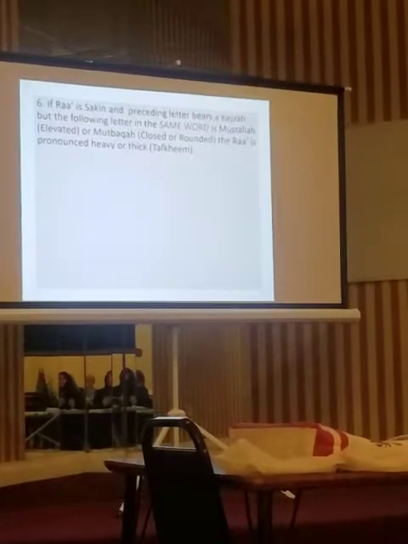Last week's exception was the hamzatul wasl, the kasratul arida. This week, the exception to the rule is that if in the same word comes a musta'aliya letter, an elevated sound letter, as musta'aliya is elevated or mutbaqa is closed or rounded, the ra is pronounced heavy or thick. Normally, if the ra is sakin preceded by a kasra, you will recite the ra thin. But because of the association of a musta'aliya or mutbaqa letter in the same word, right after the letter ra, not a few letters after, then you will recite the ra thick and heavy. That is the exception.